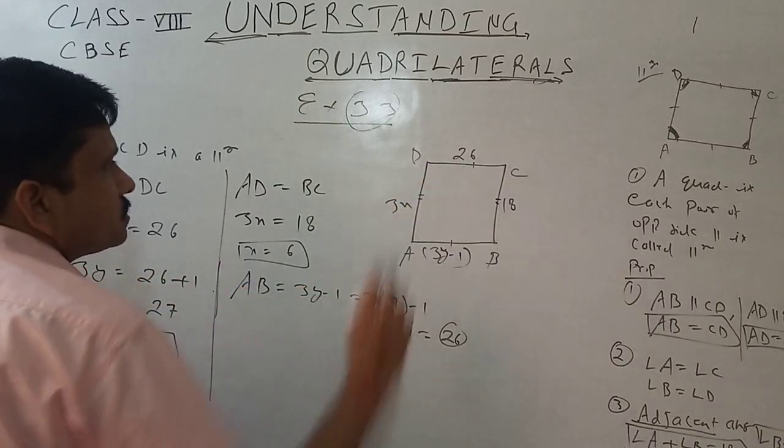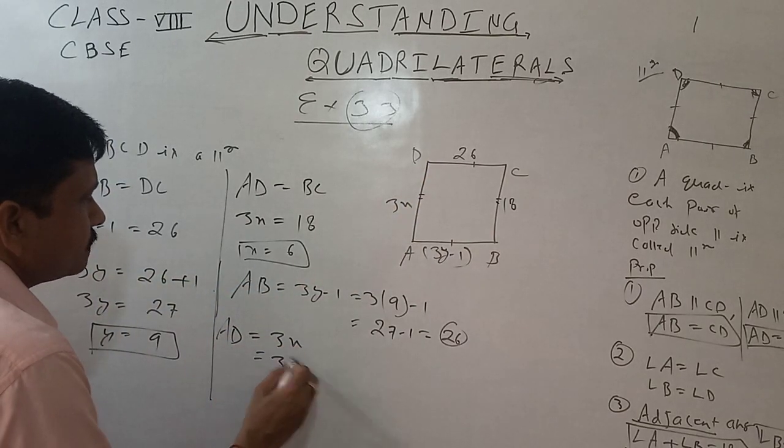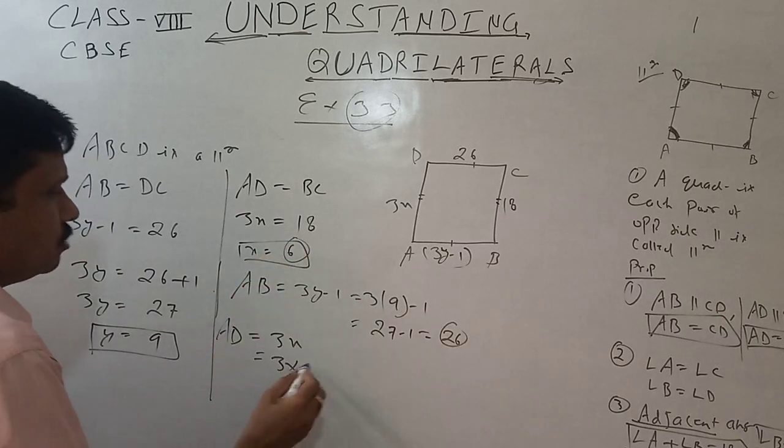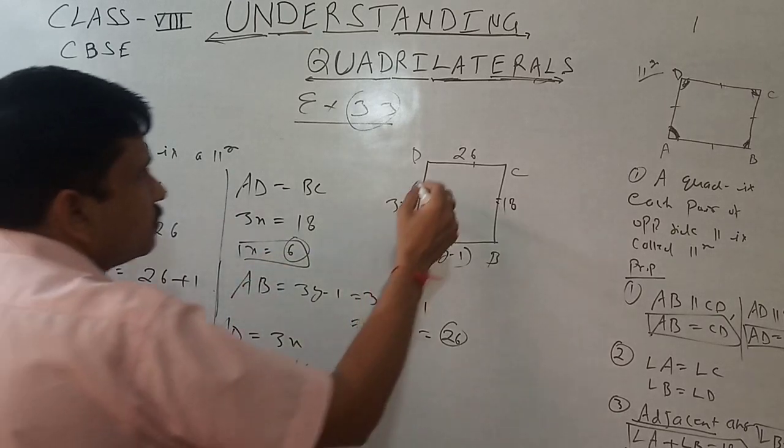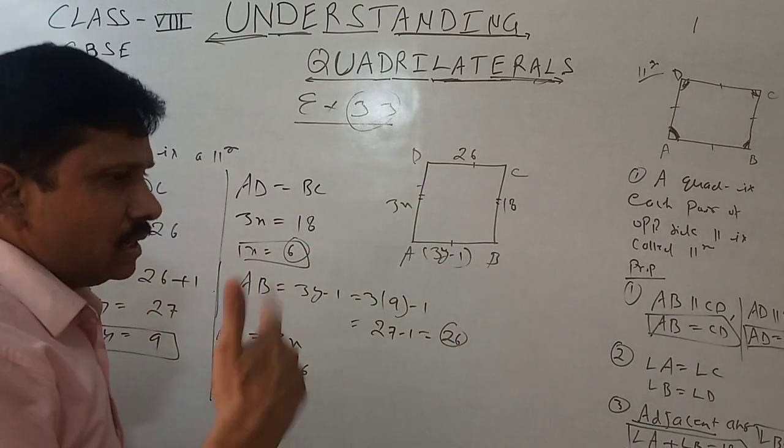Now AD is equal to 3x, then 3 times x, which is 6. So we get 18. Both sides are equal. In a parallelogram, opposite sides are equal. Next question.